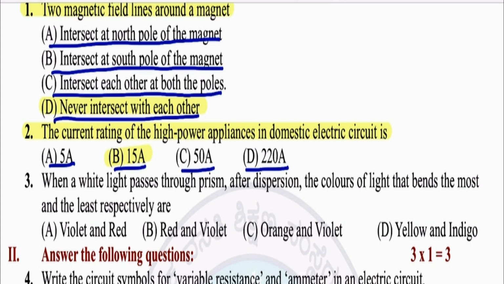Question number 3. When light passes through a prism, after dispersion, the colors of the light that bend the most and the least respectively are option A, violet and red, option B, red and violet, option C, orange and violet, and option D, yellow and indigo. And answer is option A, violet and red. Violet bends the most and red the least.